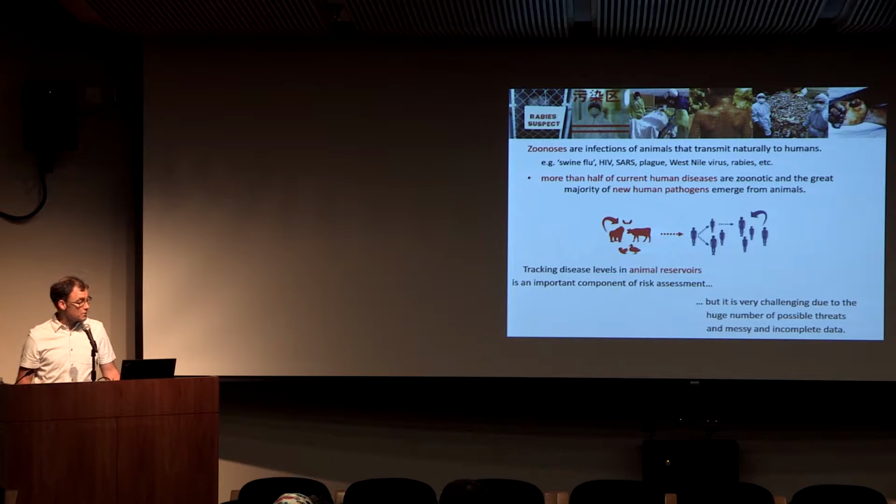So that's important, but it's also very challenging because there are a huge number of pathogens out there, a huge number of different animal species we could be looking at, and the data that we can get from any given species tend to be messy and incomplete. So it's often not a big data problem so much as a small to middle-sized data problem, but we want to make the best possible use of those data.